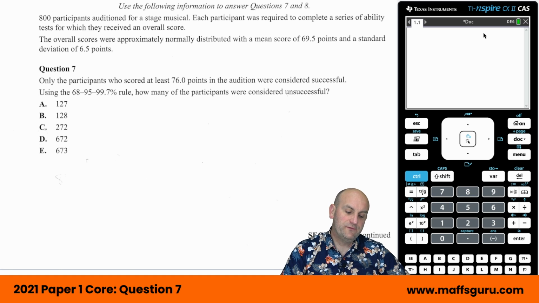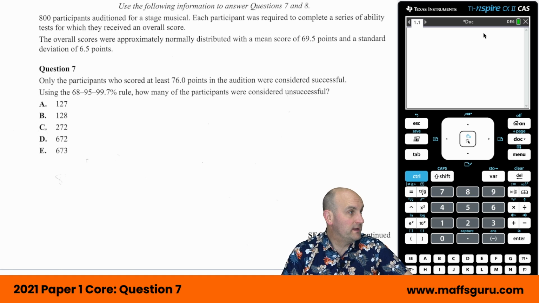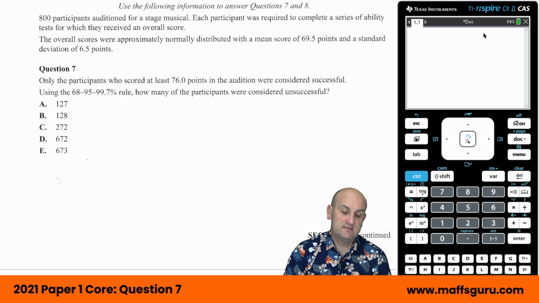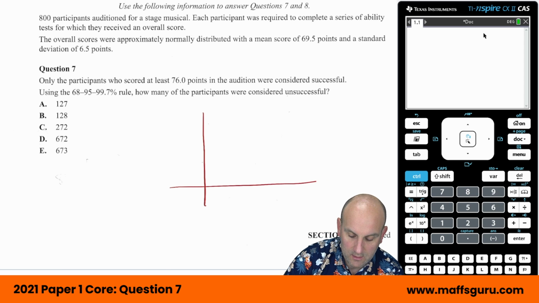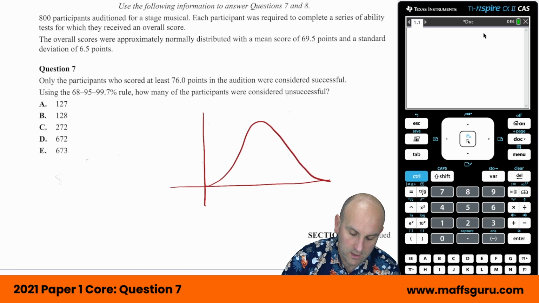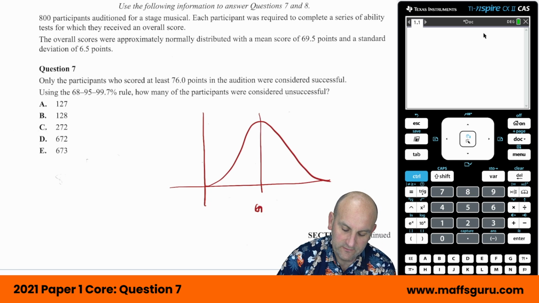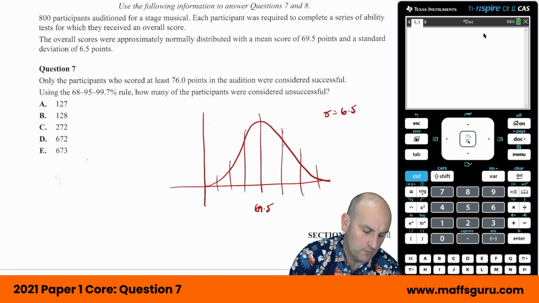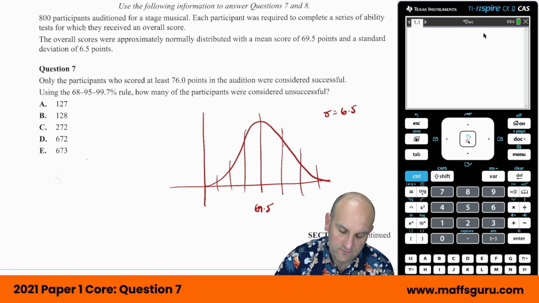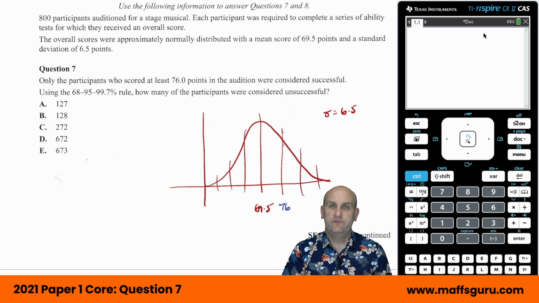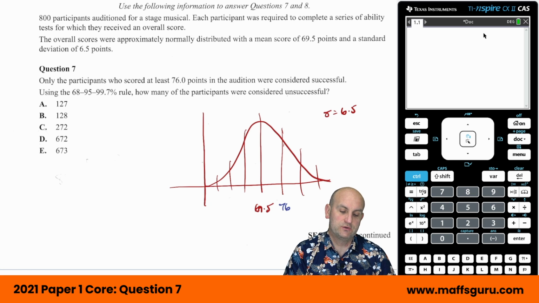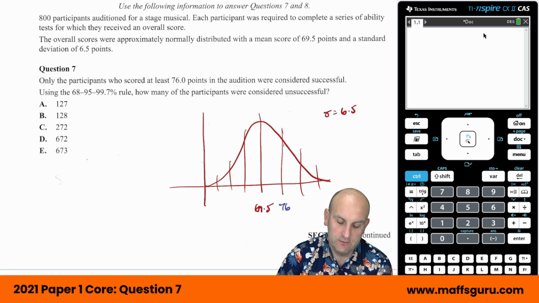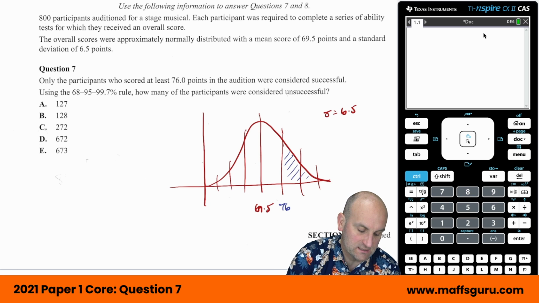800 participants auditioned for a stage musical. Each participant was required to complete a series of ability tests for which they receive an overall score. The overall scores were approximately normally distributed. So when I do normally distributed, I always draw the normal curve. I tend to put on my mean, which was 69.5, and a standard deviation of 6.5. All right, so then I tend to draw 1, 2, 3, 1, 2, 3, and I will write on my values. So 69.5, 76. Well, I didn't need to go any further because the question then said only the participants who scored at least 76 points in the audition were considered successful. So those people there were actually successful.